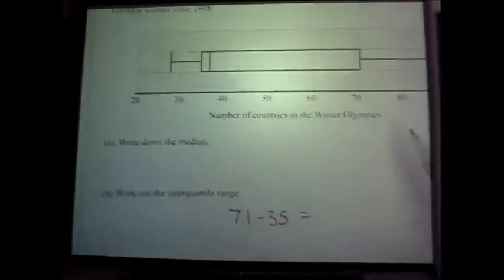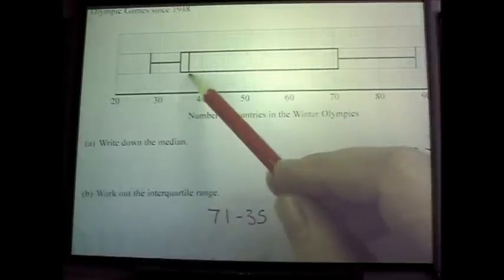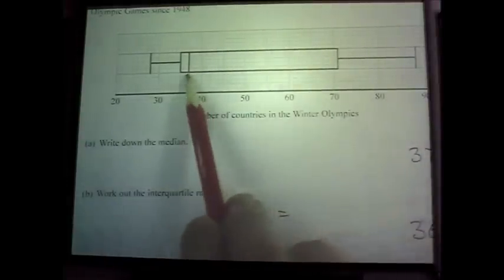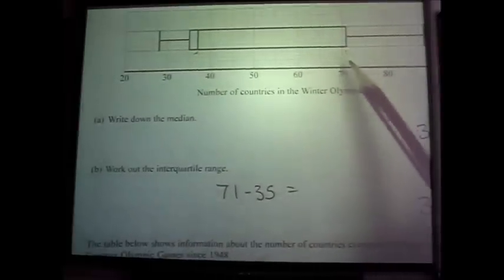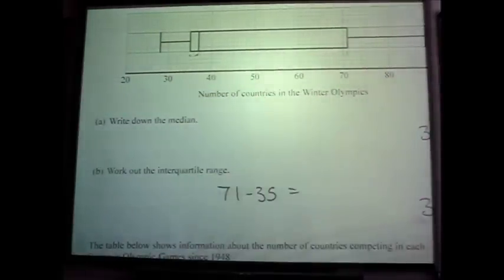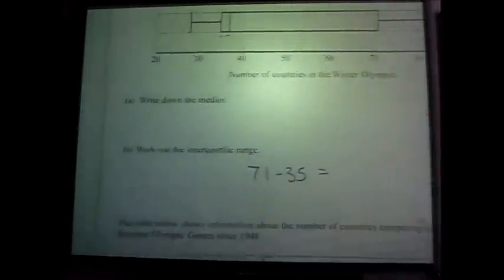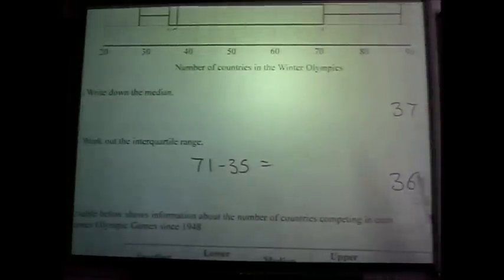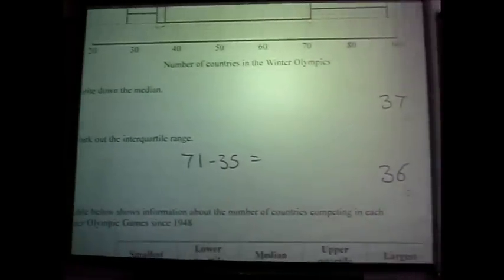Right, moving on, question 18. This is a box plot, a couple of easy marks here. Write down the median. The median is that one there, so that is 37. The interquartile range, that is the upper quartile, which is 71, take away the lower quartile, which is 35, which is 36. Nice and simple there for 3 marks. You should be getting all of those.